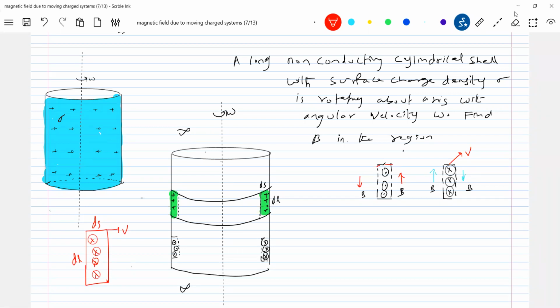So what is v? v should be ds by dt. Tangential velocity should be equal to ds by dt at this particular point. So what will be the tangential velocity? This is the ds you can take. So v should be equal to ds by dt. This I'll try to avoid. Now get into the problem. Apply Ampere's path. So this will be a curved path.